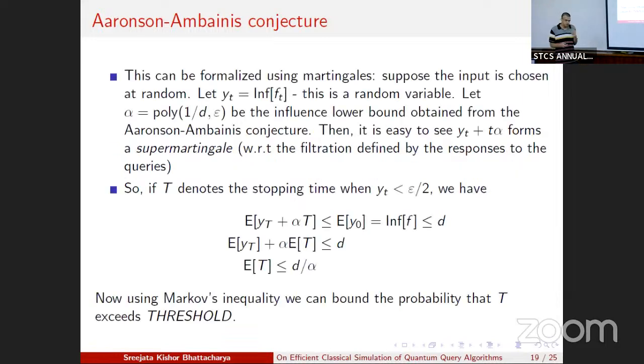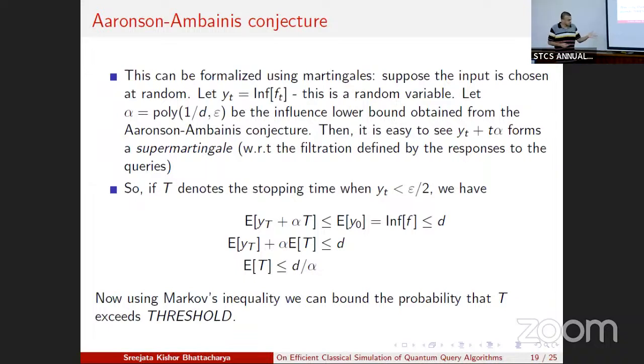So what we do is, suppose the input has been chosen uniformly at random, then consider the random variable which says what is the total influence of the function after time step t. Now this becomes a random variable. Let y_t denote this random variable, that is, the total influence of your function after time step t. Then the previous calculation shows, suppose alpha is the lower bound we get from the Aaronson and Ambainis conjecture, that this random variable forms a super-martingale.